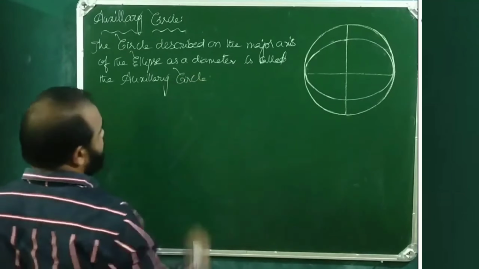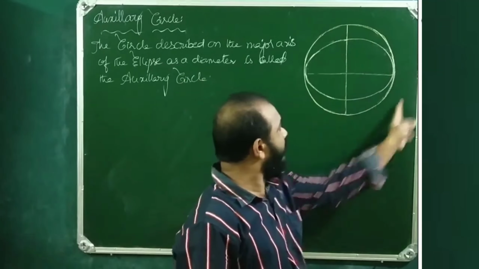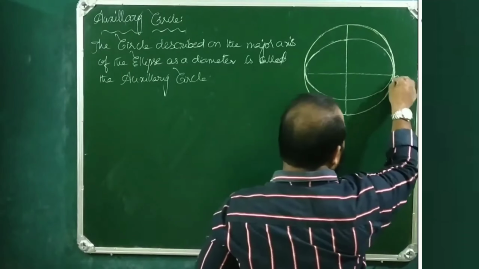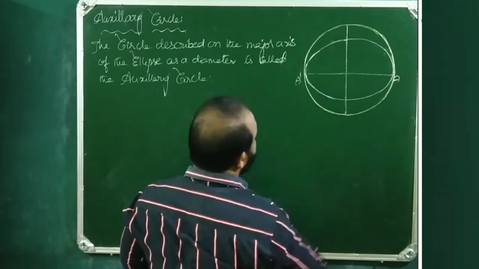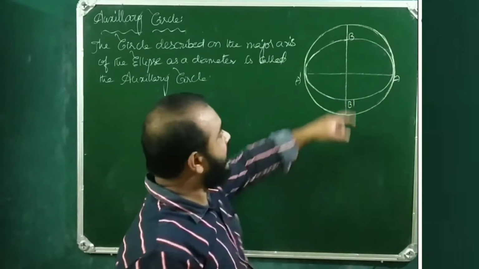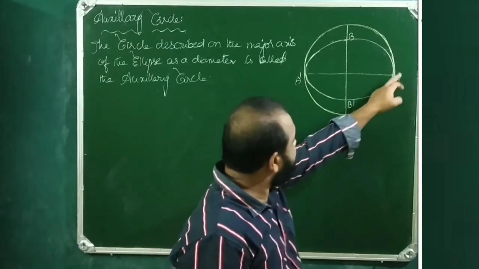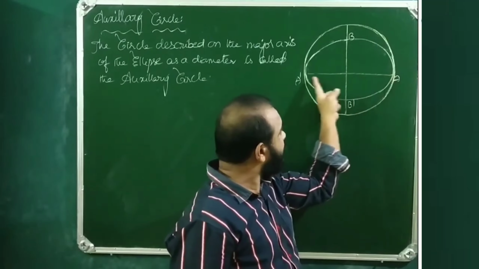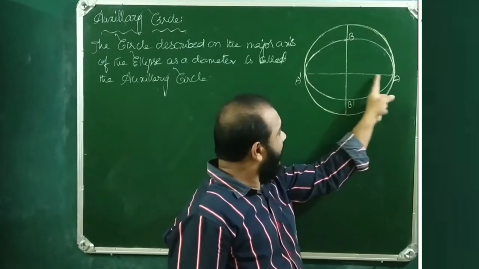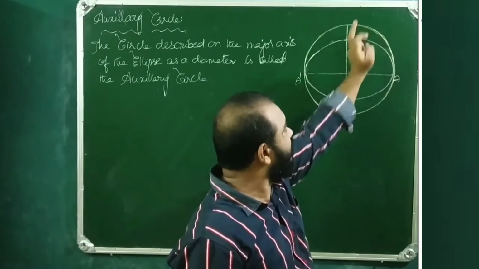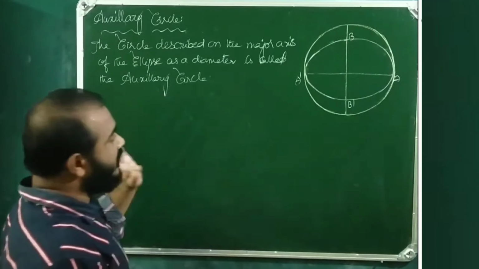So this circle is formed on the major axis of the ellipse. Here A dash A is the major axis of the ellipse and B dash B is the minor axis, and this circle is formed based on this major axis of the ellipse as the diameter. Therefore this circle is called the auxiliary circle.